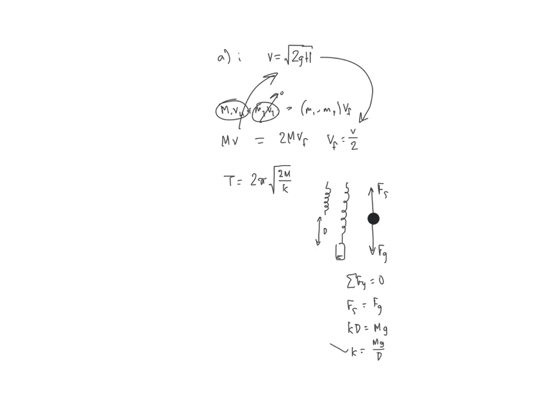That's what we have to substitute into this equation. So the period is equal to 2 pi times the square root of 2m over mg over d. You're going to see that the m's cancel out, and this d, which is in the denominator of a denominator, will shift up into the numerator. So your final answer for the period is 2 pi times the square root of 2d over g.